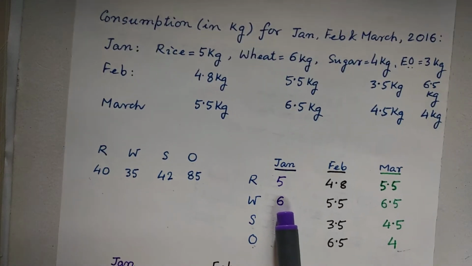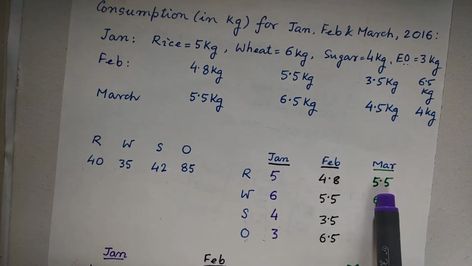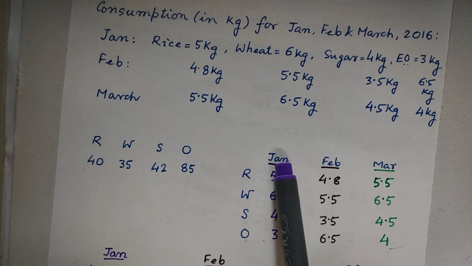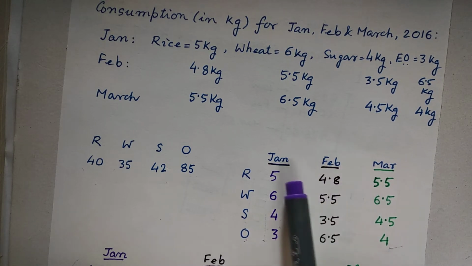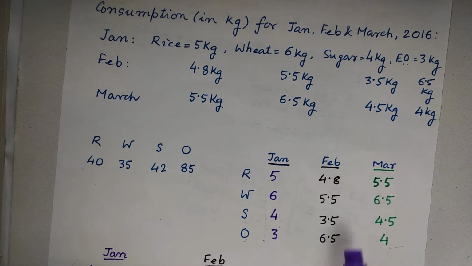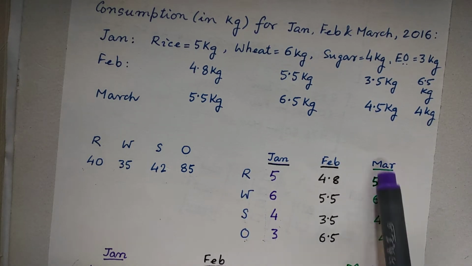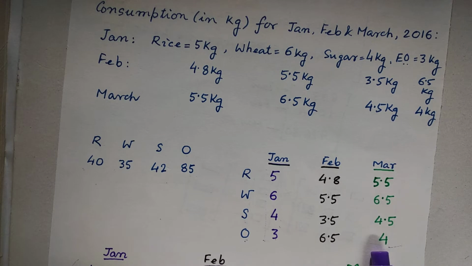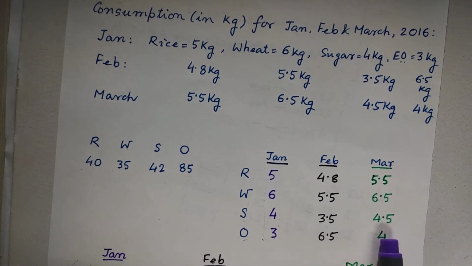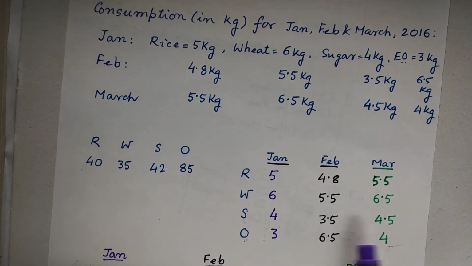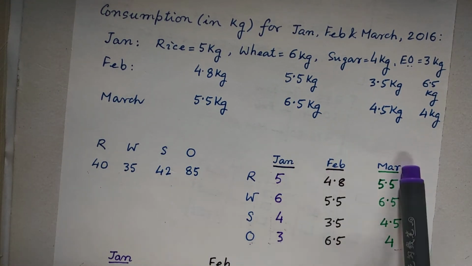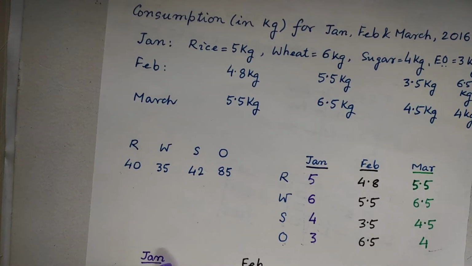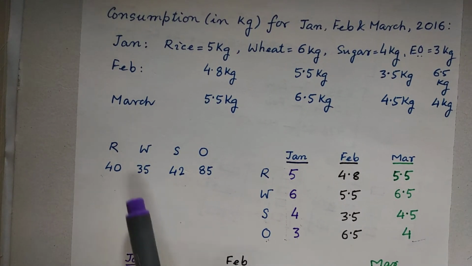And here the consumptions have been tabulated. In January, rice 5 kg, wheat 6 kg, sugar 4 kg, oil 3 kg. In February, rice 4.8 kg and so on. Similarly, in March, these are the consumptions in kilogram. Then we can calculate the total expenditure during each of these months in this way. In January, what will be the total expenditure?